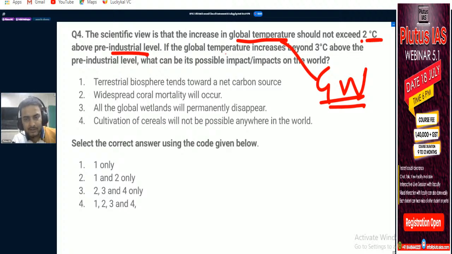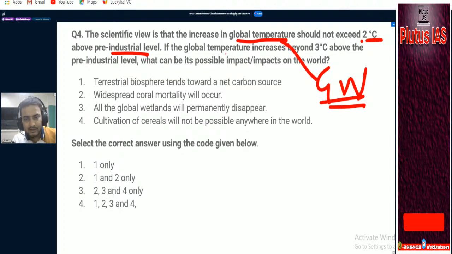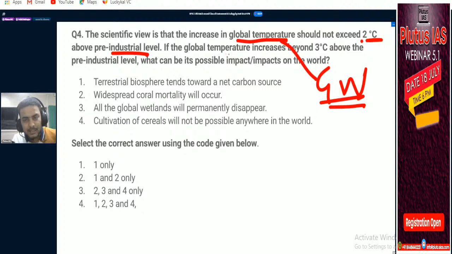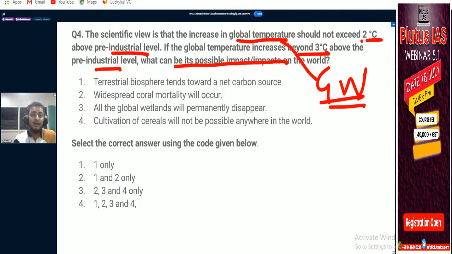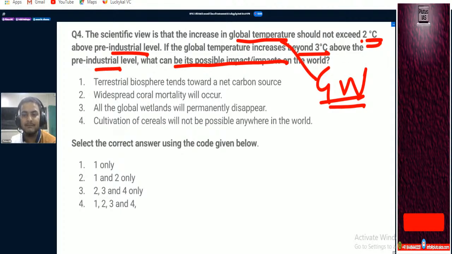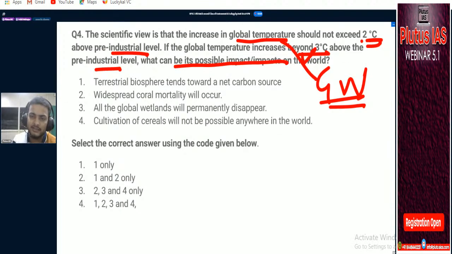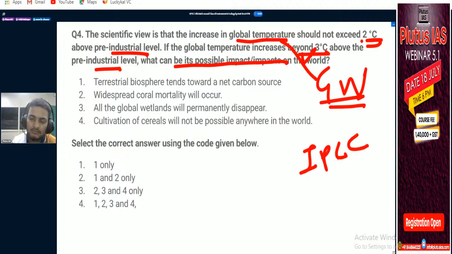If it goes above the pre-industrial level, what can be its possible impacts? If there is an increase, what will happen? We are trying to keep it below 2 degrees centigrade, but what will happen if there is an increase beyond 3 degrees centigrade? Because as per the data of IPCC, it's a name.